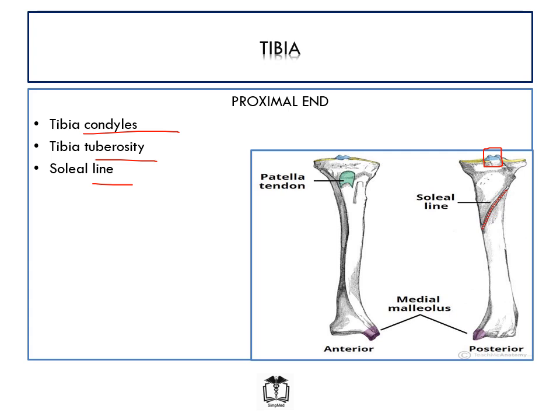Tibia tuberosity is a bony projection on the anterior aspect of the proximal end of the tibia that serves as a point of attachment to muscles and ligaments, particularly the patellar tendon tends to attach to this alongside some other structures. And then on the posterior part of the proximal end of the tibia, we have the soleal line. Soleal line is a line involved in the attachment of muscle, the soleus muscle, and part of the gastrocnemius muscle.